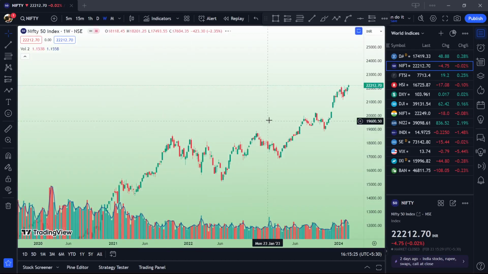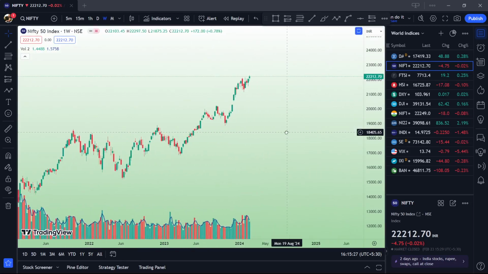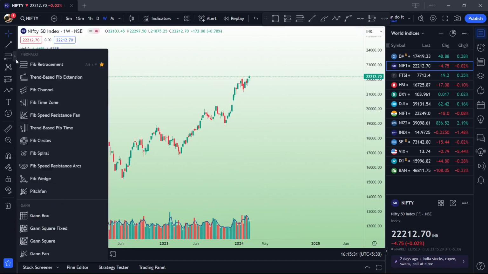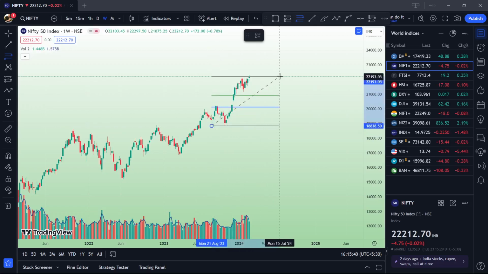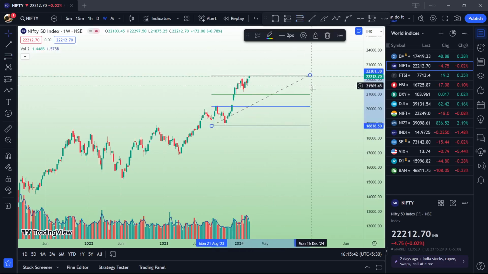Okay, so let's look at the levels. If this happens, which level should we consider? Which level is very important? So what I'm going to do is use a Fibonacci retracement. Let me just remind you that my Fibonacci retracement is edited. It is custom done. So you can even use your own. It's going to be fine.